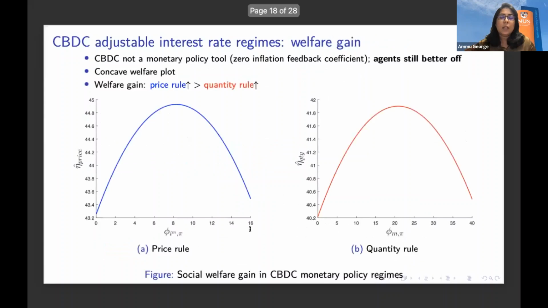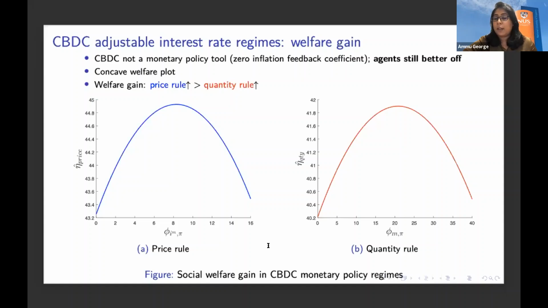Next, we look at the welfare plot, where we compute the welfare gain associated with different values of the inflation feedback coefficient for both the price rule and quantity rule regimes. Interestingly, we find that even when the adjustable CBDC interest rate is not used as a monetary policy tool, the agents still experience a welfare gain, and this welfare gain increases until it reaches the optimal level and decreases thereafter. And the welfare gain associated with the price rule regime is higher than the welfare gain associated with the quantity rule regime at all levels of the inflation feedback coefficient.